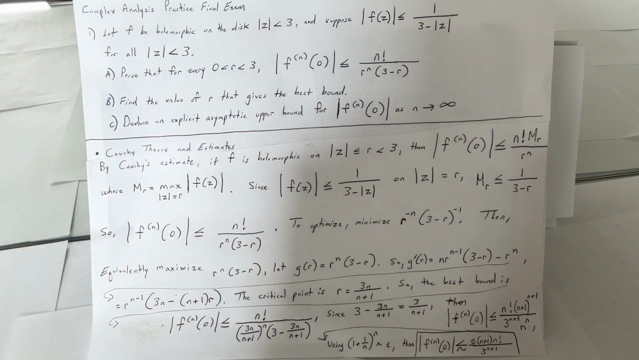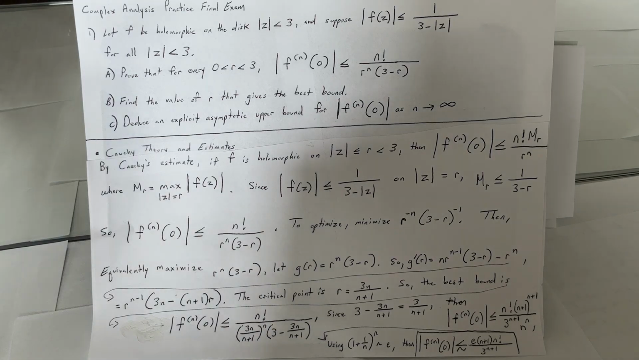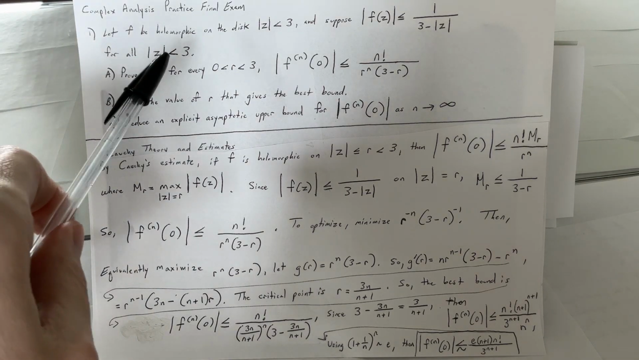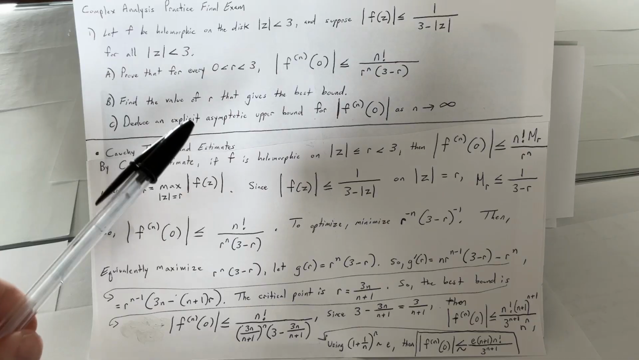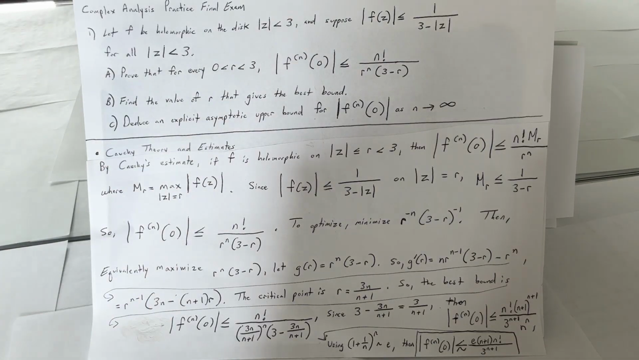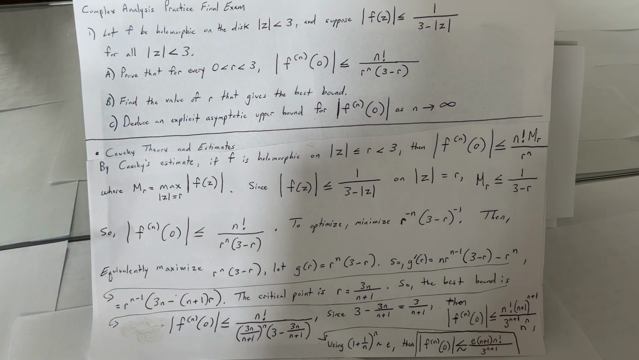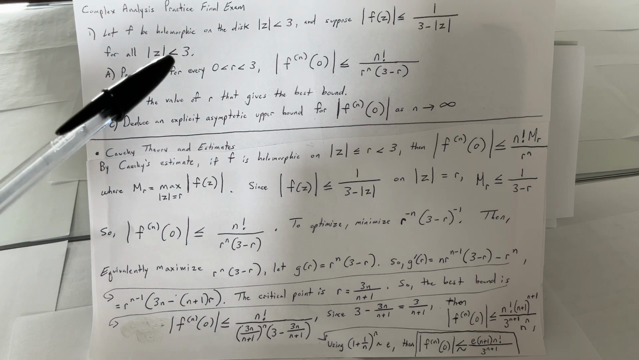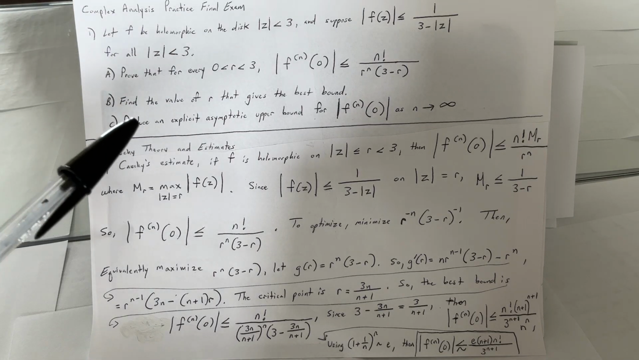So we have part one of the complex analysis practice final exam. So let's begin. Let f be holomorphic on the disk absolute value of z is less than 3, and suppose modulus f of z is less than or equal to 1 over 3 minus absolute value of z, for all absolute value of z less than 3.